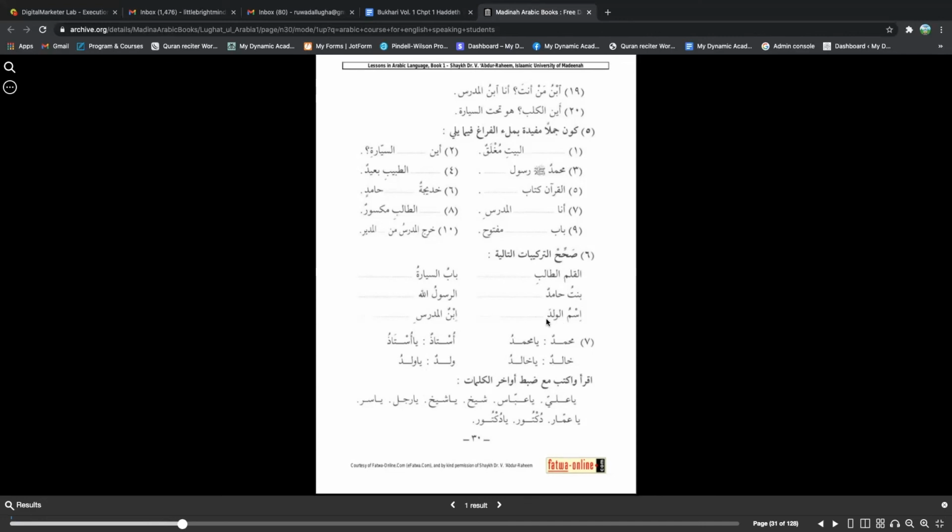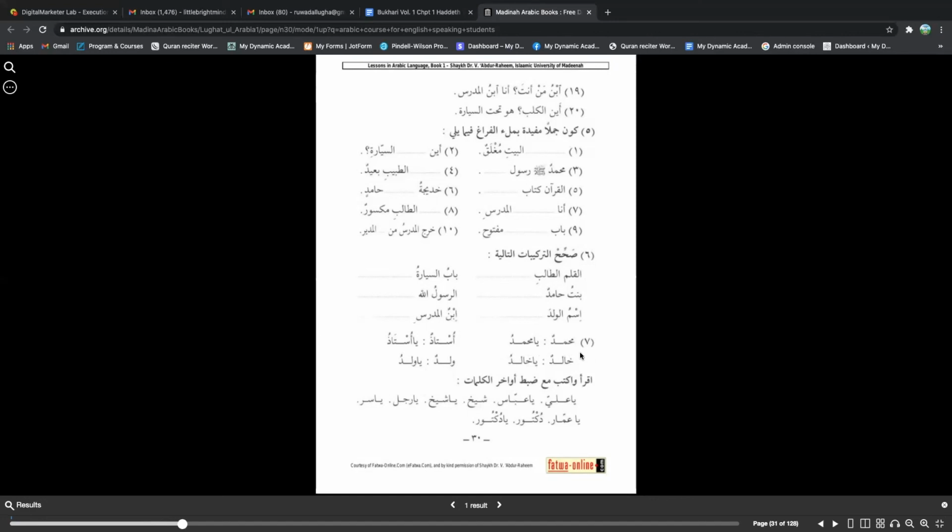Ismun waladun. Okay, so obviously you see what's wrong here, the fatha over the dal. There's no reason for it to be a fatha. The mudaf ilayhi has to be what? Majroor. The word it is added to has to be majroor, so it becomes ismu waladin, with a kasra at the end. Okay, ibnun al-mudarrisi. In the idafah construction, for the mudaf, the first word, you can't have tanween, right? So the first rule is you have to get rid of one of these dhammas and make it ibnu mudarrisi, okay?